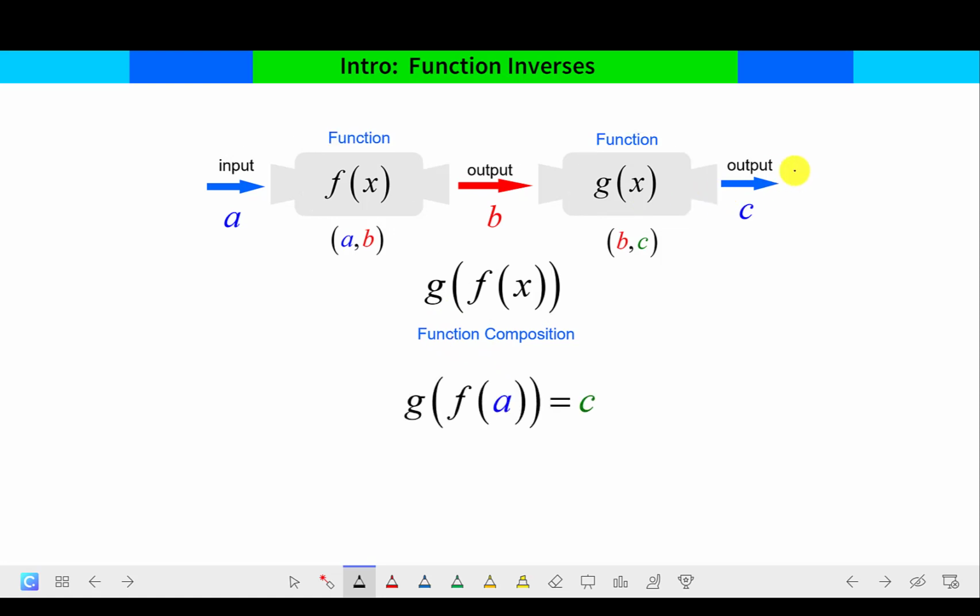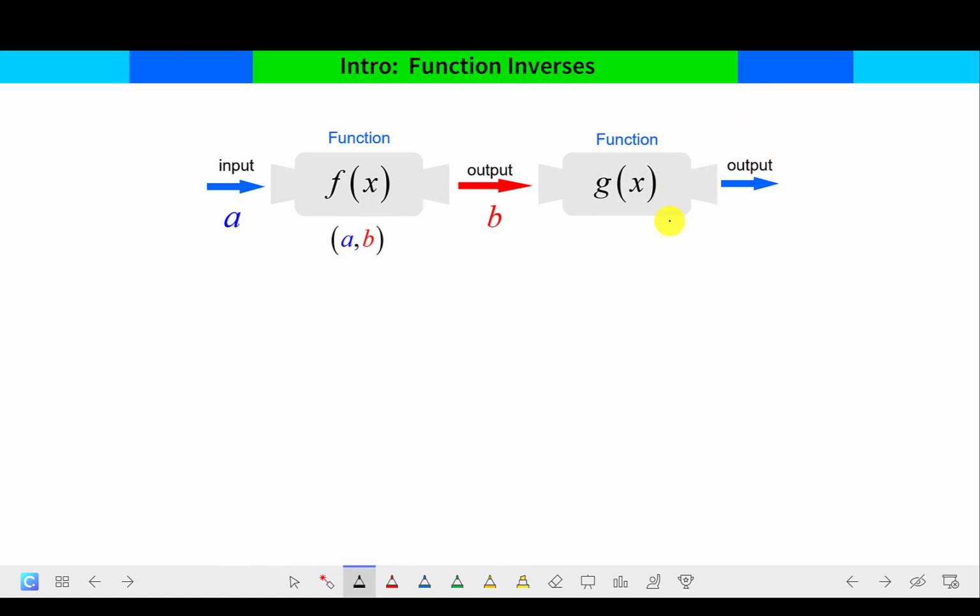So this is what that would look like according to what we have up here, right? F of A plugged into G, we'll get out C, and that's just everything we have here. Okay, well, what happens if instead of getting out that C, we get out an A?